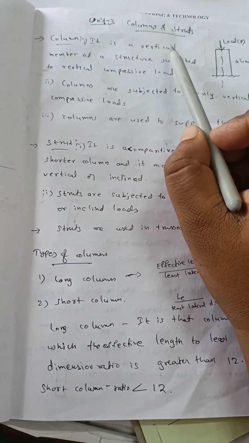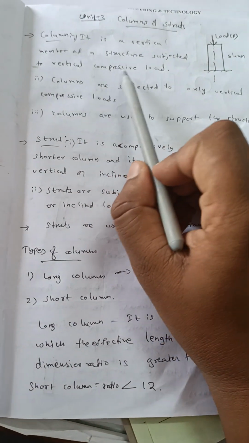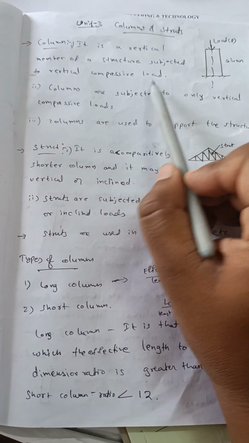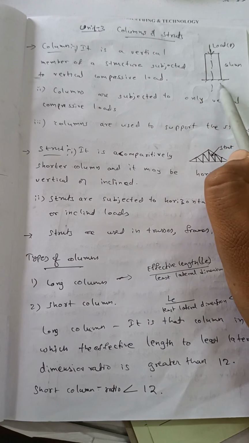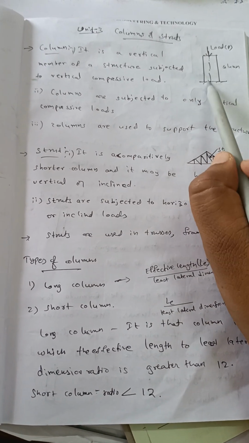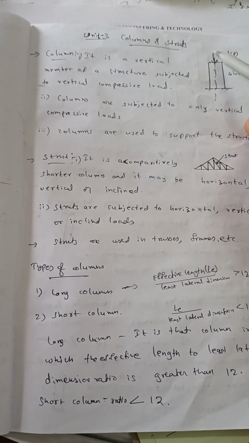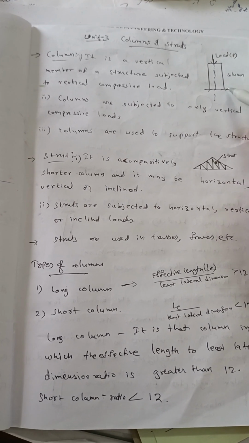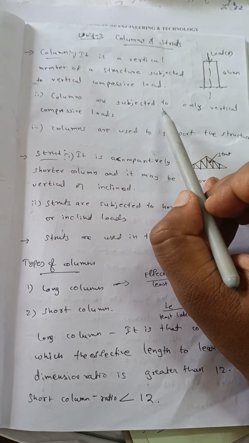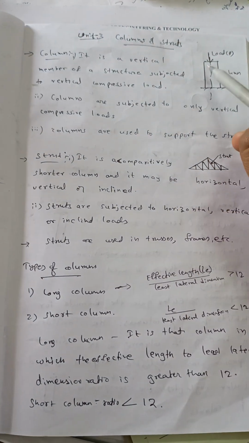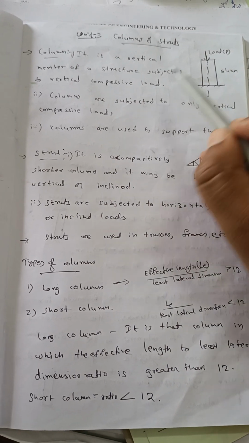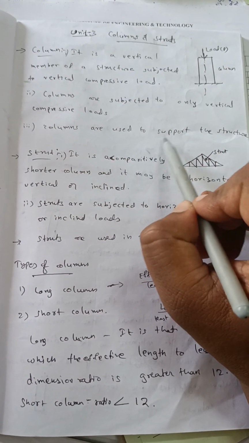In this session, we'll discuss columns and struts. What is a column? It is a vertical member of a structure subjected to vertical compressive load. Here it is P. This is your column. Columns are subjected to only vertical compressive loads. Columns are used to support the structure.